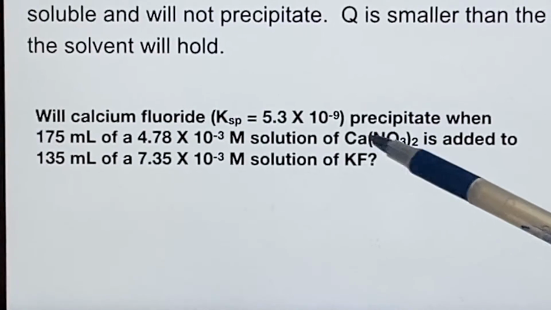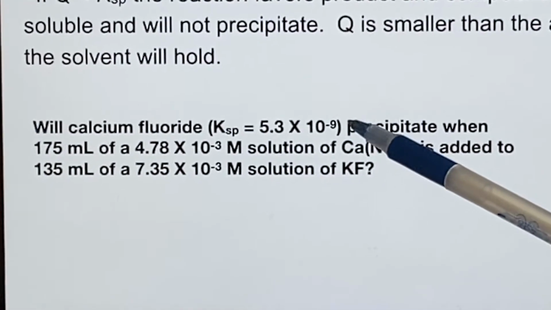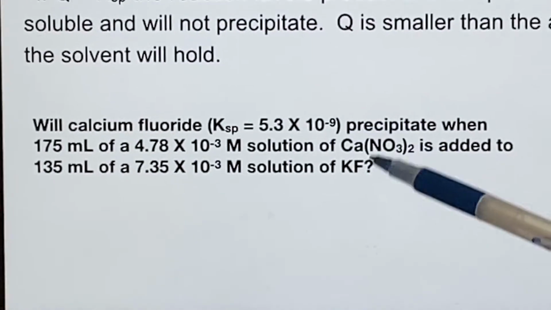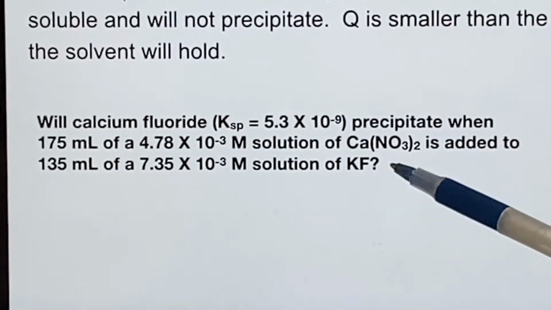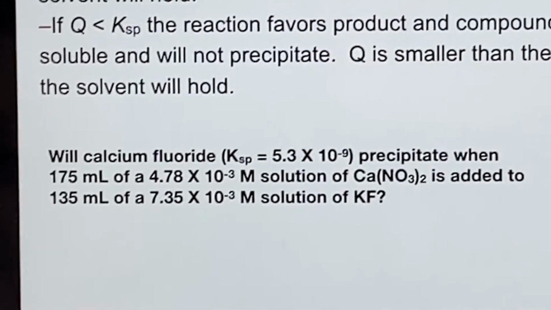But what about the combination of calcium with fluoride? Well, it turns out that is not as incredibly soluble. And so when I've mixed these two things together, will I get a precipitate or will I not? What am I going to have to do with this?